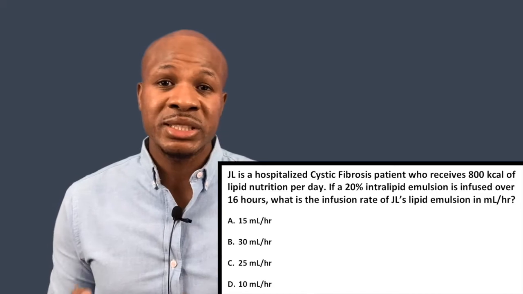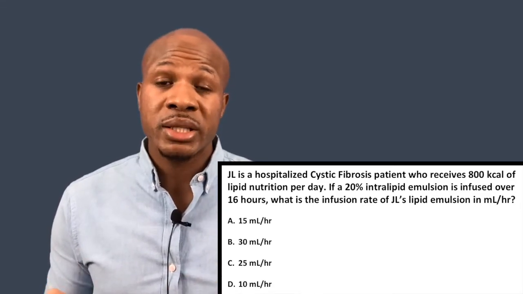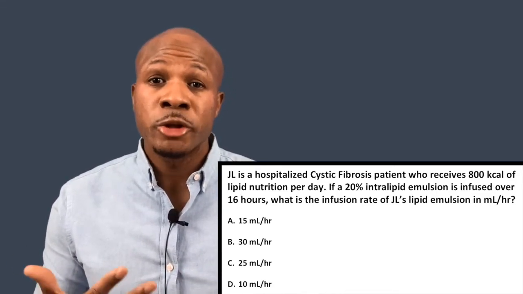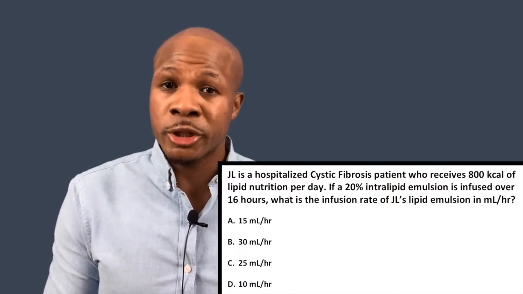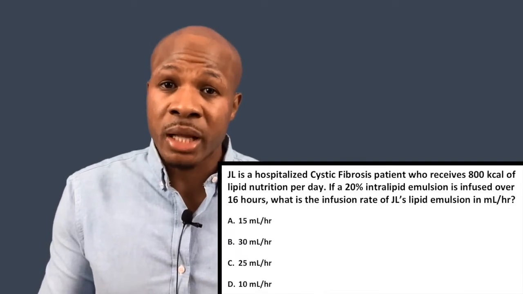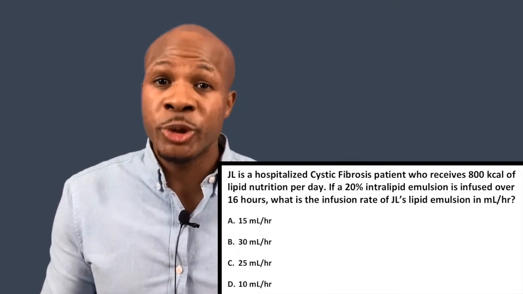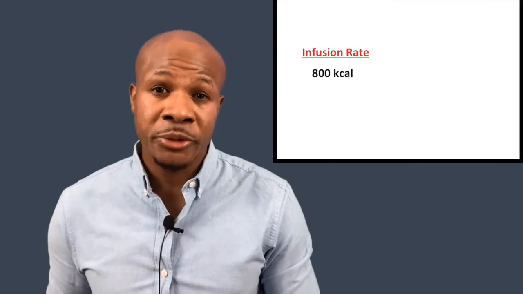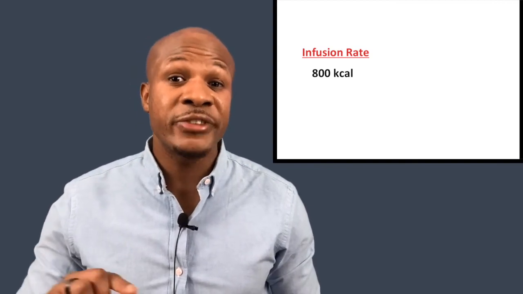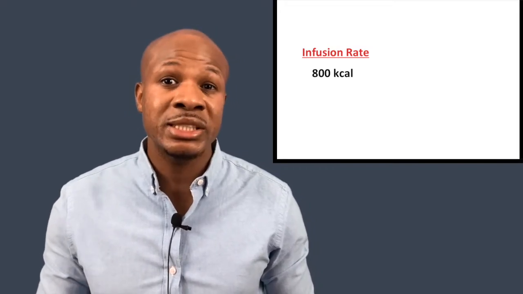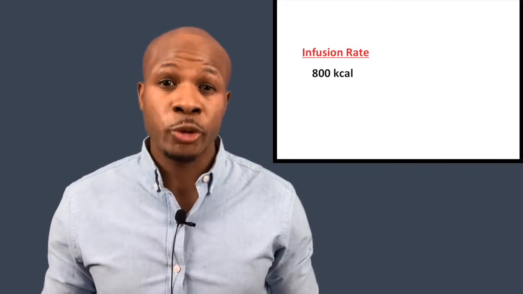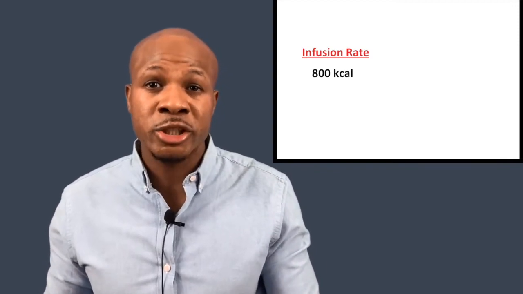Now in this case, this is a cystic fibrosis patient who gets a large amount of lipid nutrition per day. And we're being asked to find the infusion rate for the lipid nutrition based on the total amount of lipid calories the patient consumes per day. So how do we do that? We need to convert from calories per hour to milliliters per hour. So this patient consumes 800 calories in a day, and we're told that it is infused over 16 hours. This is the first place where it's easy to make a mistake, because it's easy to do 800 calories per 24 hours because the patient gets 800 calories per day.